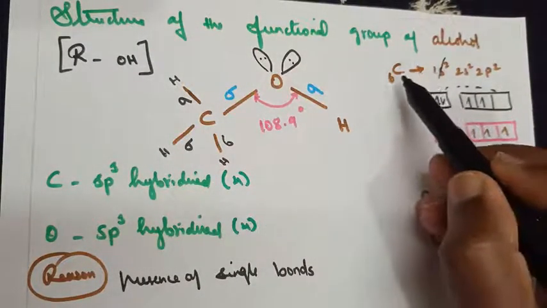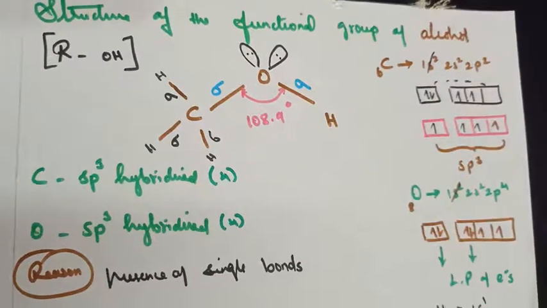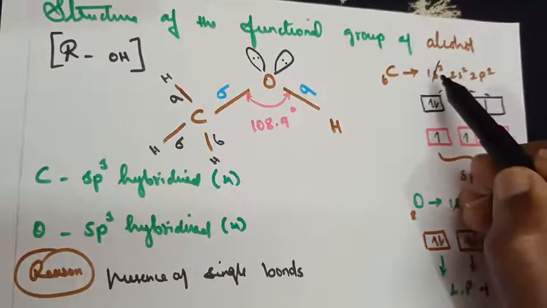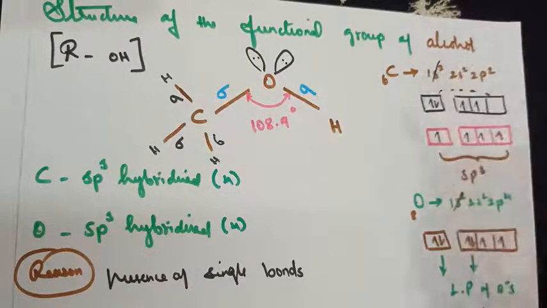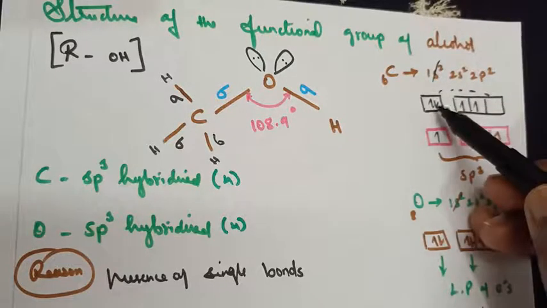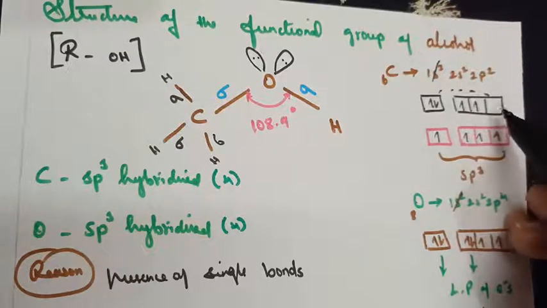As you know, carbon has the atomic number 6. Plotting the electronic configuration, we get 1s2, 2s2, 2p2. 1s2 will not be participating because this level is completely filled. 2s2 and 2p2 I am plotting here. 2s2 is again completely filled. In 2p2, only 2 electrons are there, so there is an availability of empty orbital.